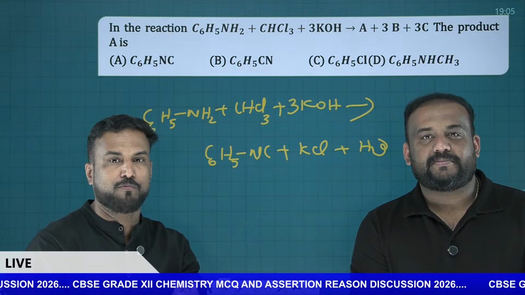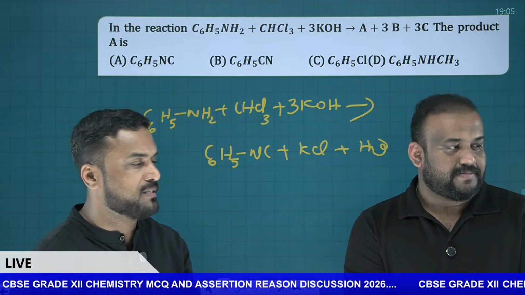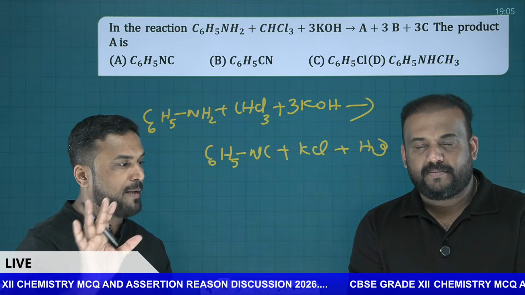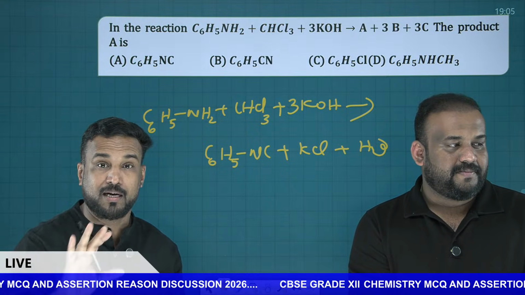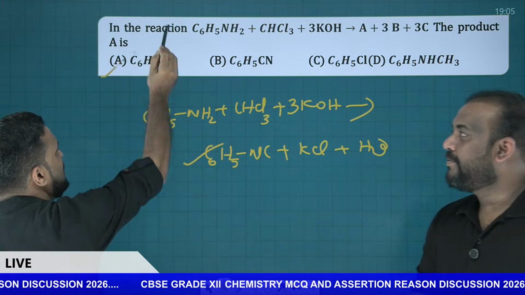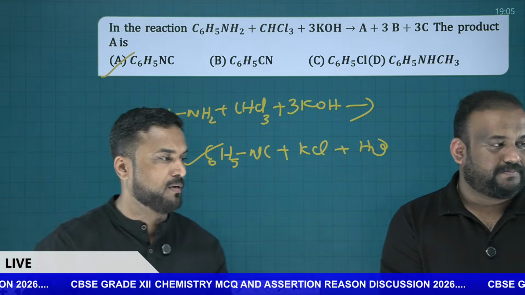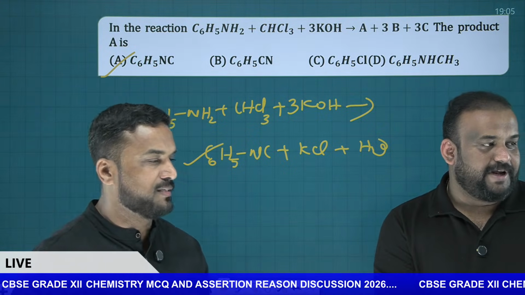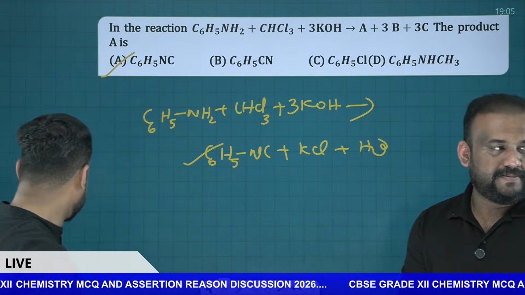Especially for Hofmann's bromamide and carbylamine reaction and all, while learning, you should learn the byproduct as well, other than conversions. Okay, so the correct answer is isocyanide anyway. So it's an easy one. Isocyanide will be formed. I think almost everybody has answered it. Fine, good. So we'll go to the next one.